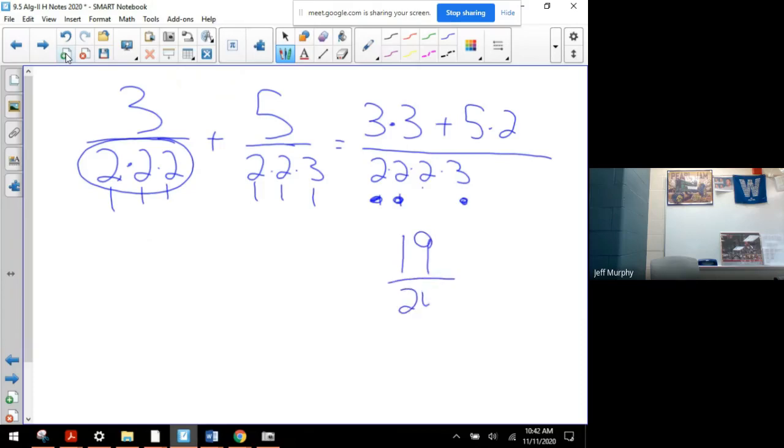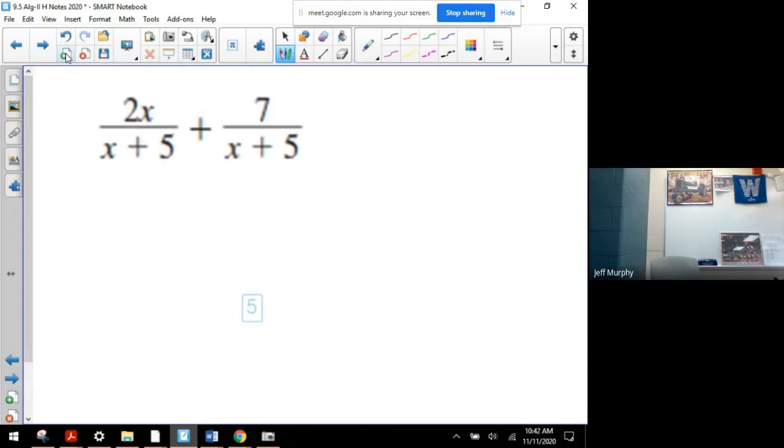Okay. So let's look at this in terms with variables, with our polynomial stuff. All right, and you should notice how it kind of matches the same procedure. For example, start with something super simple. I have 2x over x plus 5 plus 7 over x plus 5.